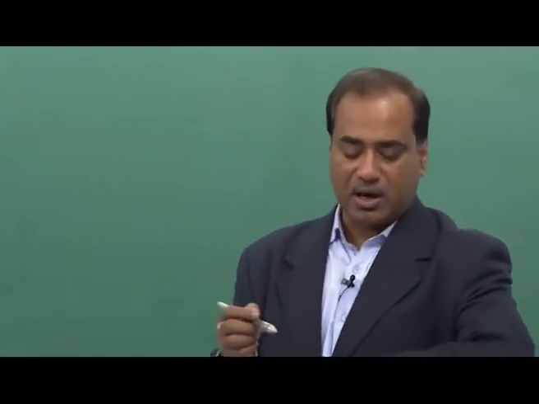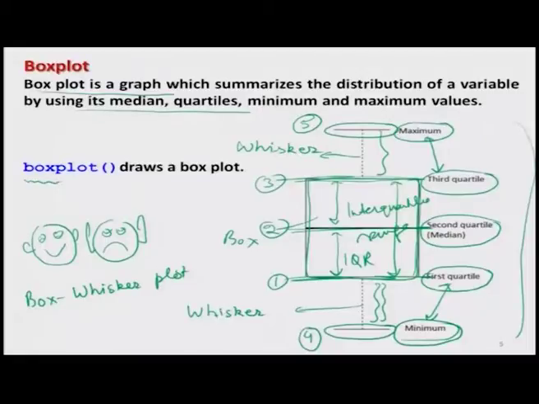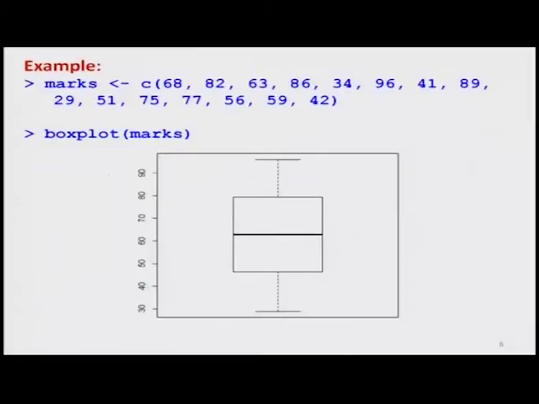And in order to draw a box plot, the command in R is simple: boxplot, and inside the argument you have to give the name of the data vector only. For example, let us try to take the same example that we did earlier, a data vector here, marks, and we try to create the box plot. So you can see here I have used boxplot of marks, and then it is trying to give us something like this.